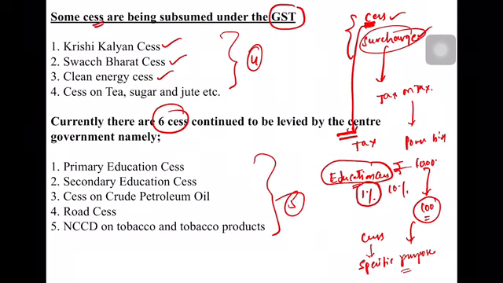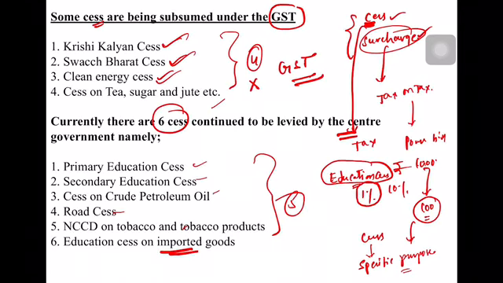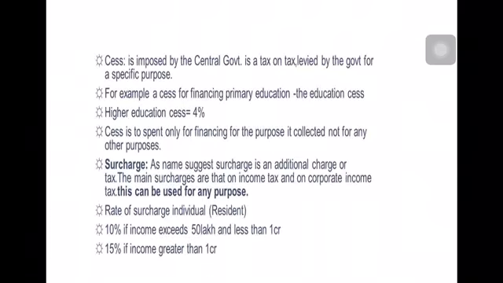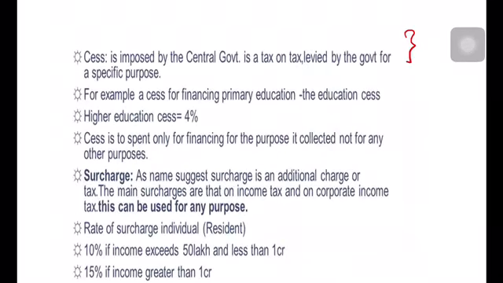Now you don't actually need to remember these because they are already subsumed under the GST. Whenever you pay some tax because you are buying a good, that MRP includes the cess of these items also. But explicitly, the government is collecting these cesses also. So that is what we have to remember as far as the examination is concerned. And I think there is one more thing, that is education cess on imported goods. Of course, it comes here also. So as I told you, these are the definitions. Cess is imposed by the central government for a specific purpose.